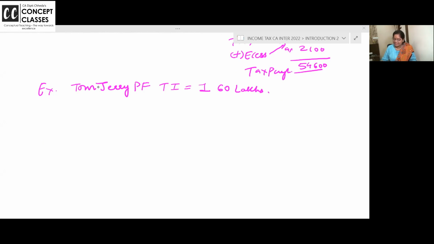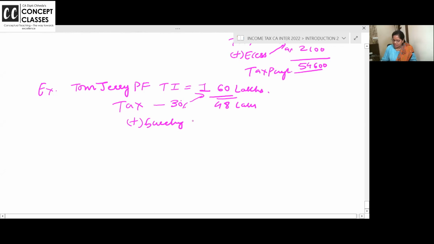Correct answer. Okay. So the tax for this partnership firm is 30% on the total income. 160 ka 30%, 48 lakhs is the tax. On tax, I have to pay surcharge this time at the rate of 12%. So 48 ka 12%, 5.76.